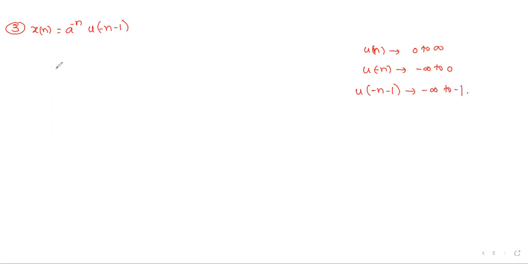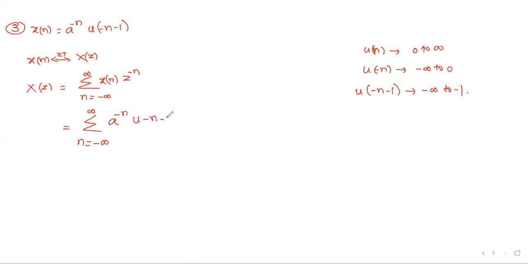So you try to understand this. Now, what is the z transform of x of n? It is x of z. x of z is equal to the summation n equal to minus infinity to infinity of x of n z power minus n. What is x of n? You substitute it here: summation n equal to minus infinity to infinity of a power minus n u of minus n minus 1 into z power minus n. What are the u of minus n minus 1 limits? Minus infinity to minus 1. So here, n equal to minus infinity to minus 1, a power minus n z power minus n.